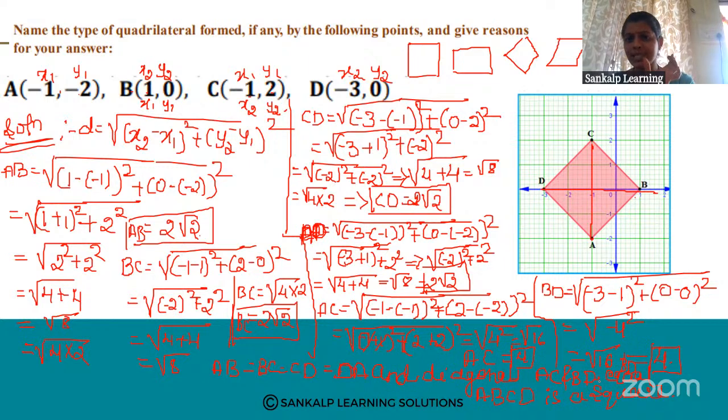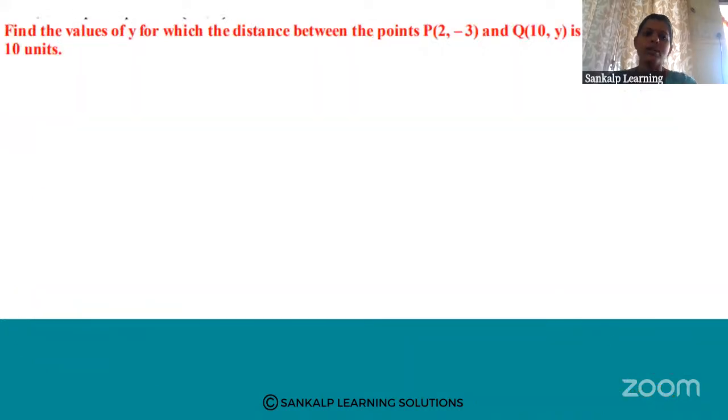If opposite sides are equal, that means AD and BC are equal and CD and AB are equal, at that time it is a rectangle. Okay. See, if opposite sides are equal, then this is a rectangle. If all sides are equal, then it is a square. Okay. Here it is a square. Now, next problem.